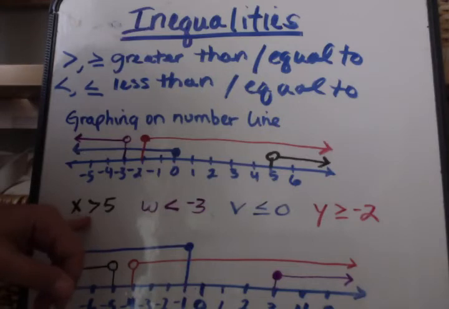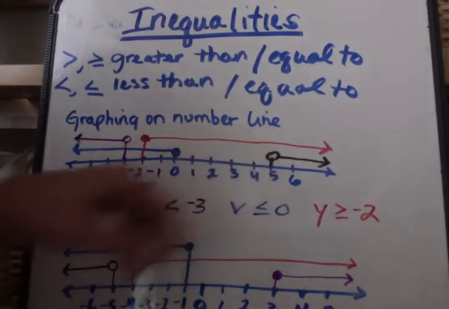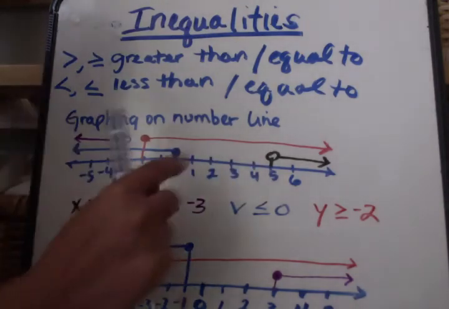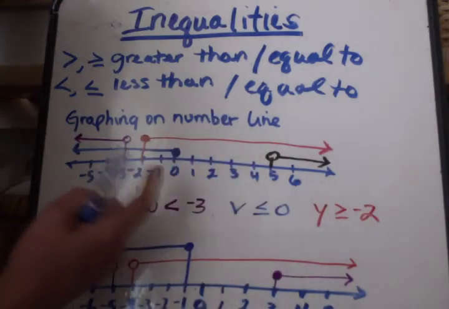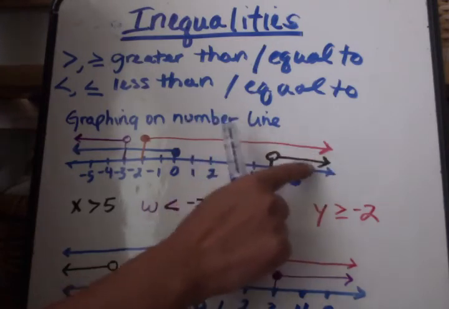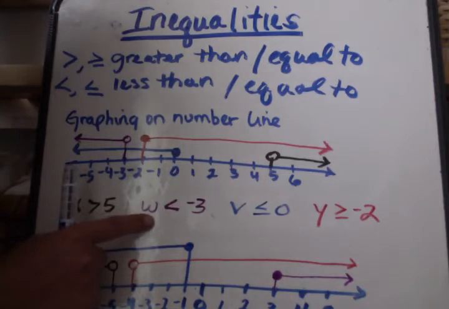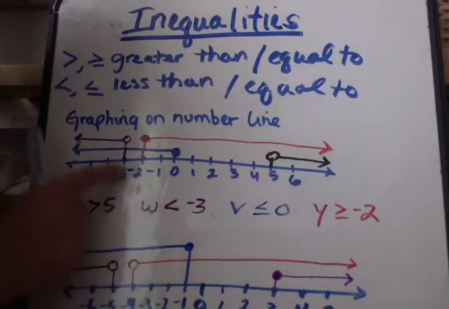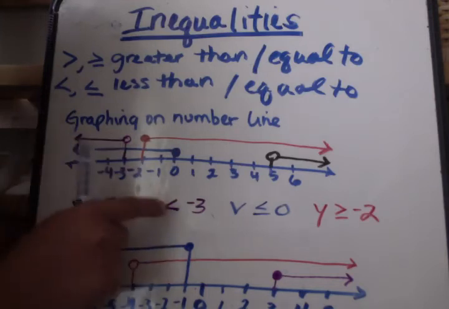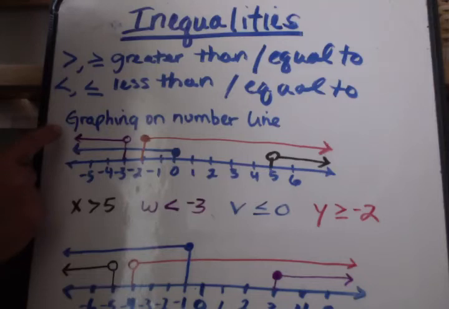So let's take a look at the first one in black. x is greater than 5. We look for the number 5 on the number line. It's an open circle. Remember, on a number line, greater than is always going to the right, and less than is going to the left. So x is greater than 5: open circle, and we point an arrow to the right. This one, w, is less than negative 3. So let's go to negative 3, open circle, there's no equal sign. And again, it's less than negative 3, so negative 4, negative 5 are less than negative 3, and so on and so forth.